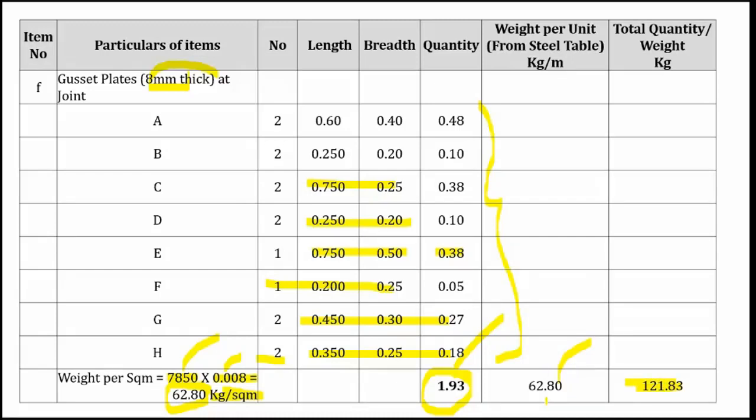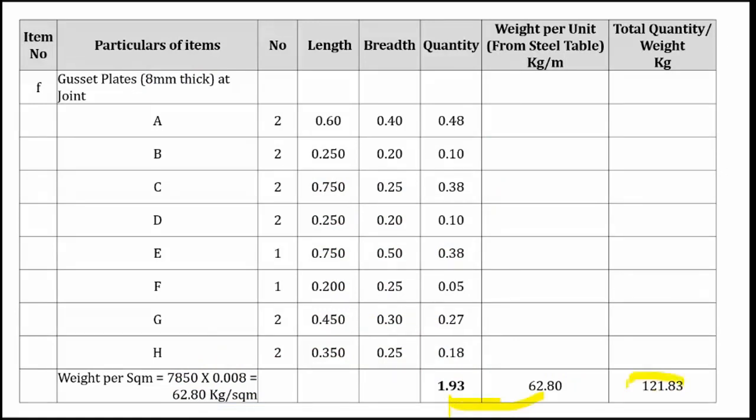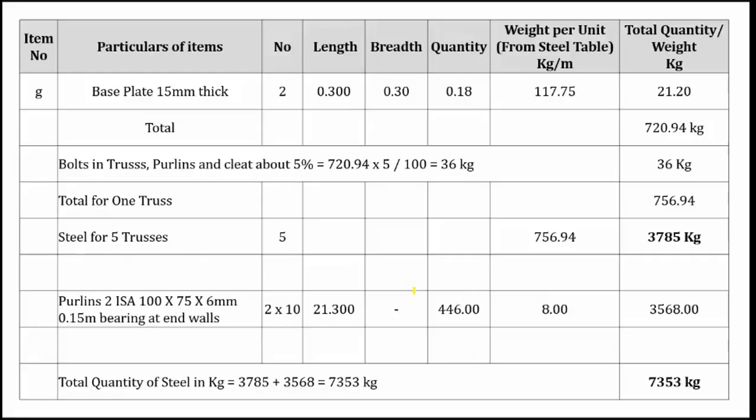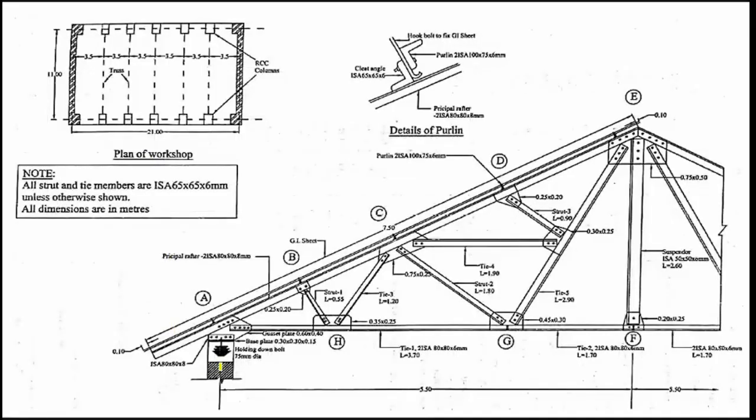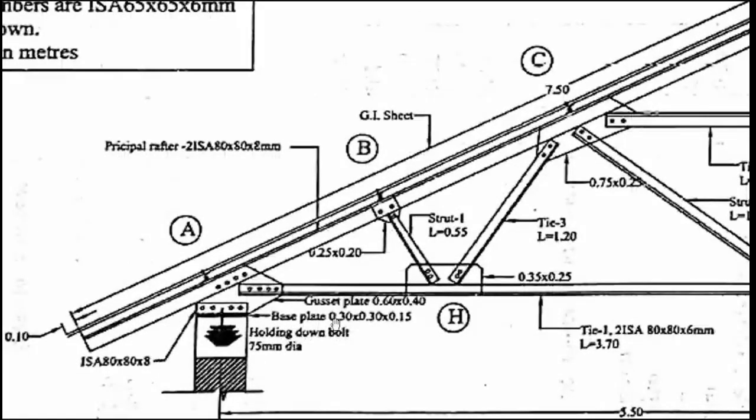So therefore you have to multiply 62.8 by 1.93. You will get the answer in kg. This is regarding the gusset plates. The next is we will calculate for the base plate. At the support, if you see, we have the base plate of size 0.3 by 0.3 by 0.15.